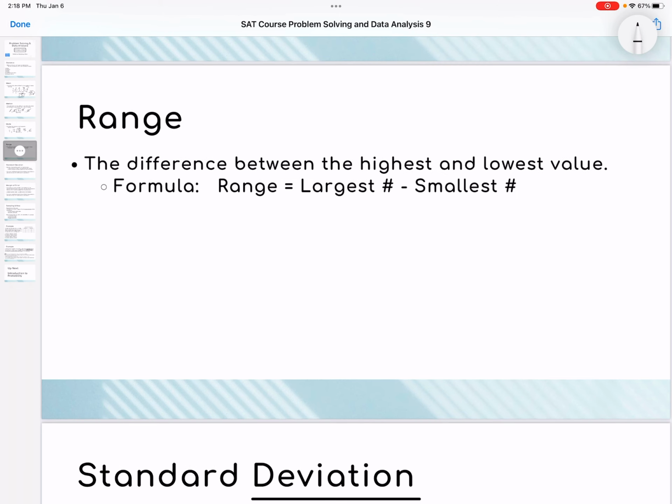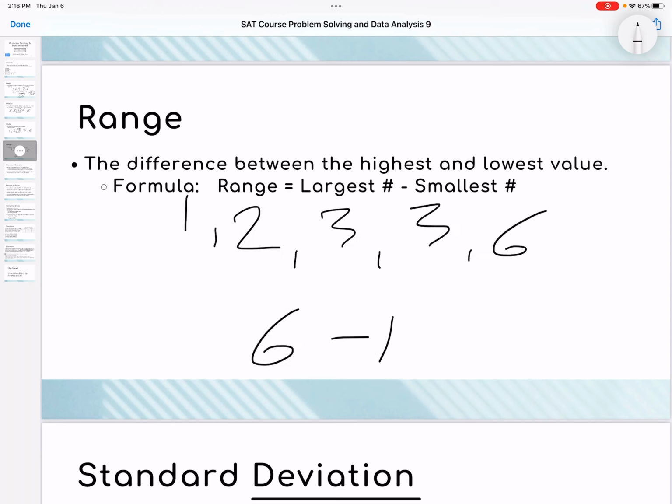The range is the difference between the highest and lowest value in a data set. So the formula for range is that range equals the largest number minus the smallest number. So largest minus the smallest. In our same data set, 1, 2, 3, 3, 6, that would be 6 minus 1. So our range would be 5.